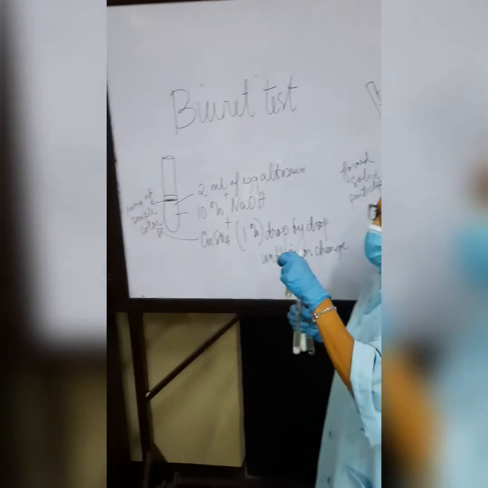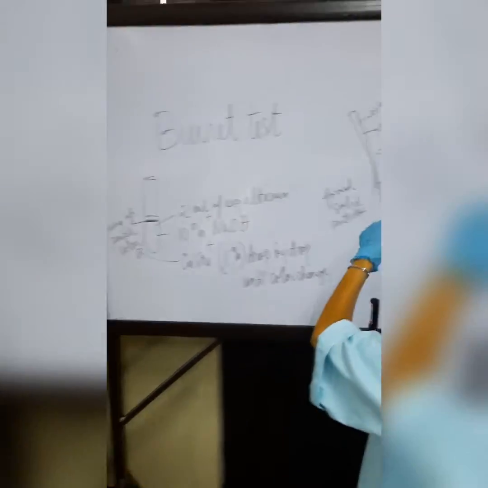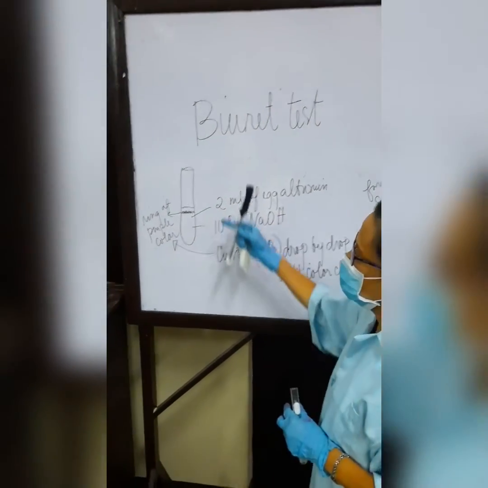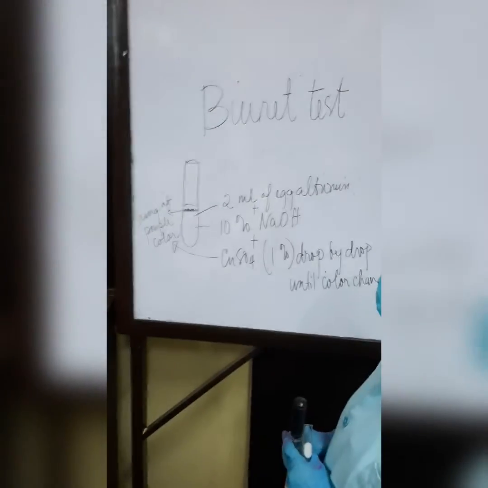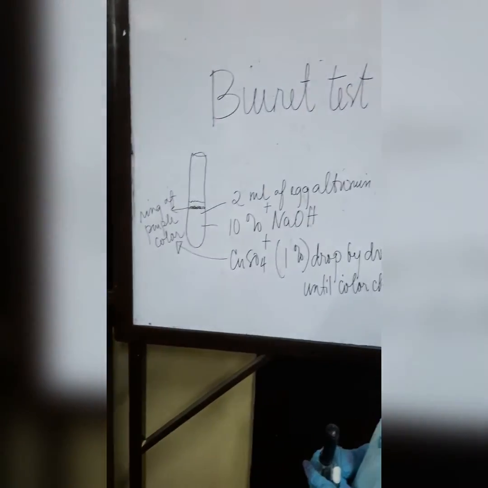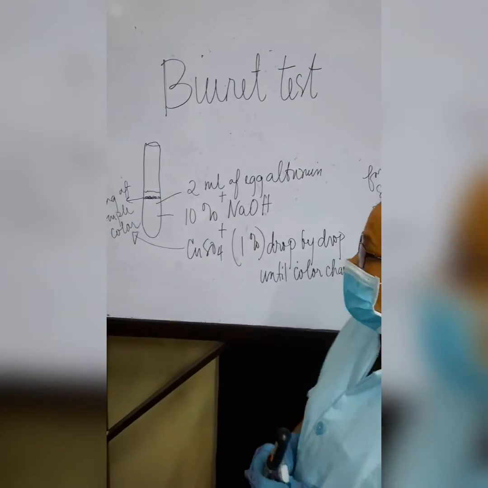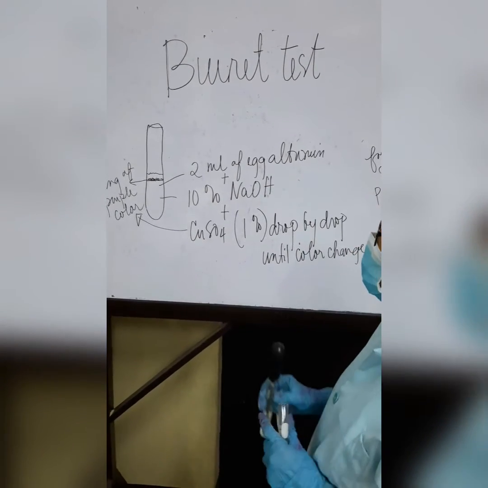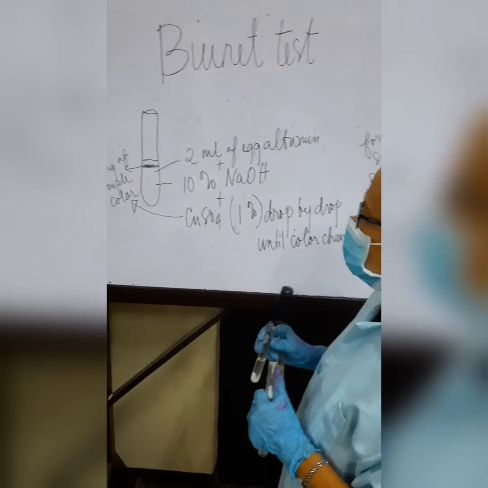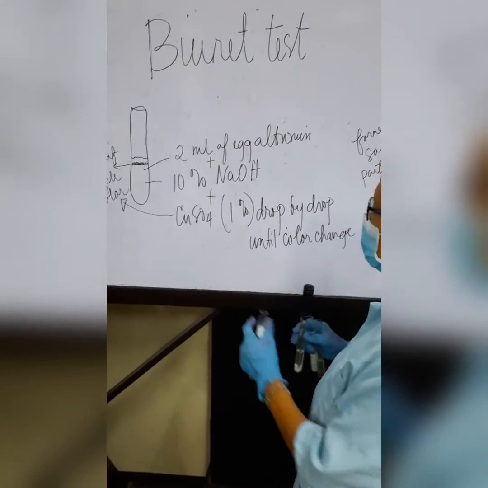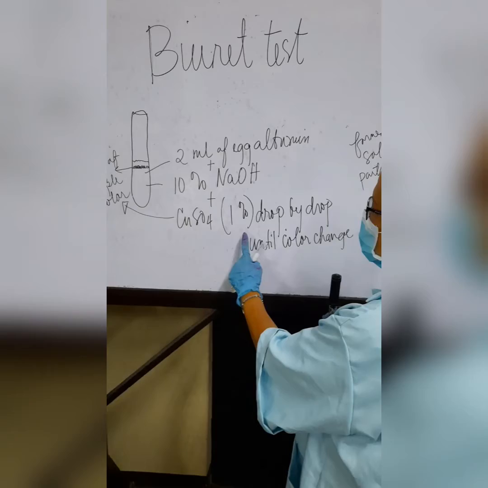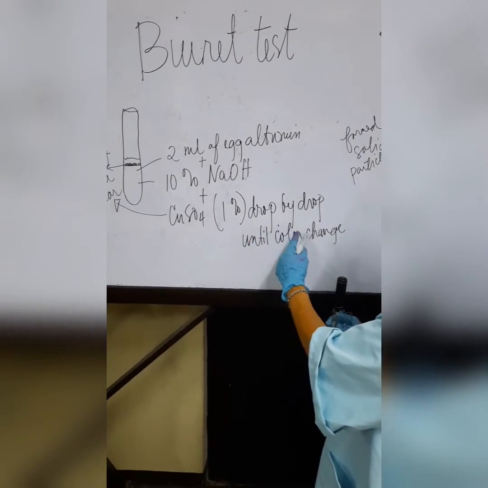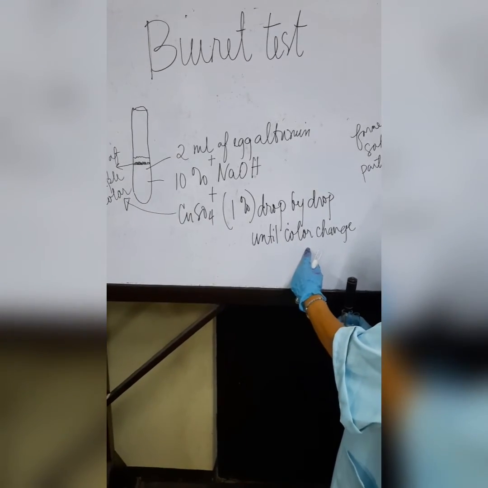So we have two tests: the Biuret test and the coagulation test. Now with the Biuret test, in a test tube, we placed 2 ml of egg albumin plus 10% sodium hydroxide, and then we shook it. Then after a while, we added 1% copper sulfate, and kept on adding until there was a change of color.